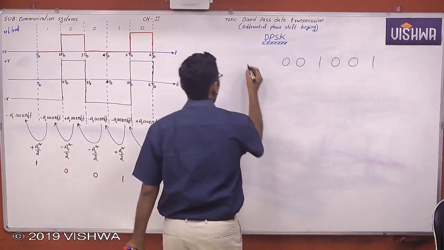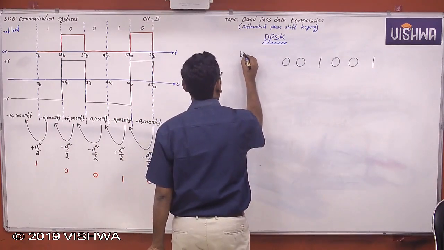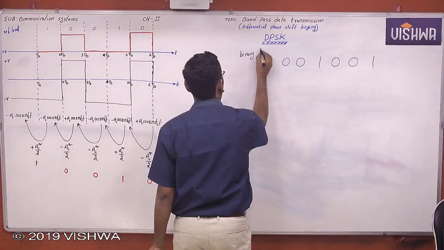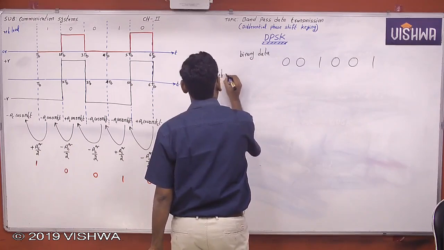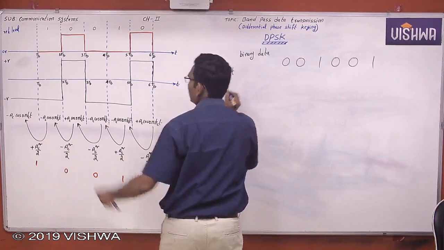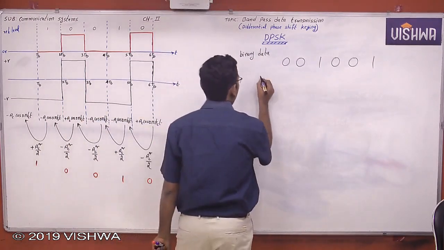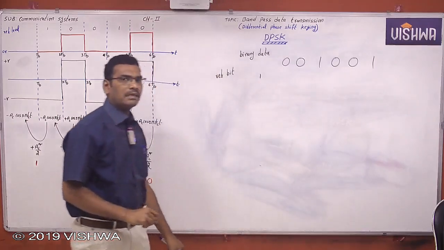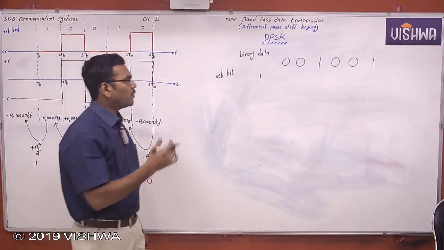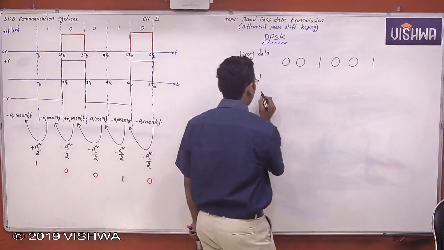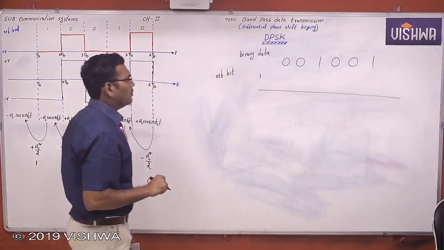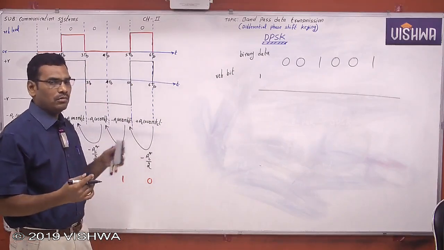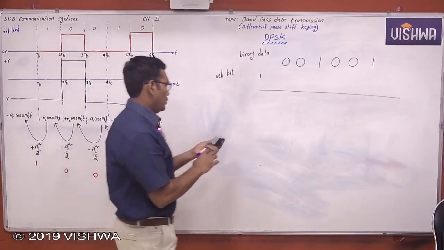Now this is the binary data. Now this is the reference bit, means this is the reference level. Now if the reference level is 1, what he is asking is, what are the phase sequences produced in the DPSK? He is asking the phase sequences. So now which operation? Exclusive NOR operation.